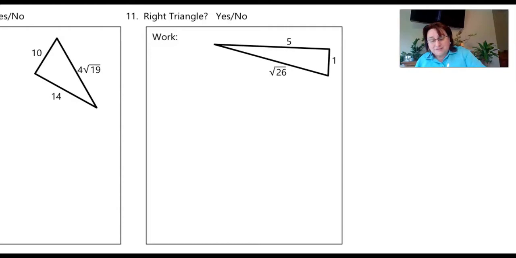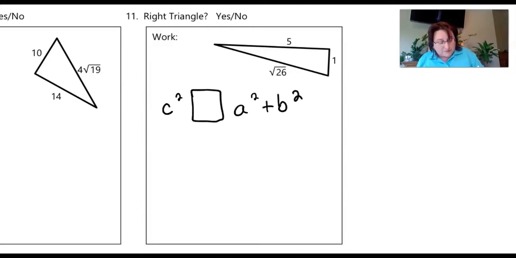In order to test it, we're going to start this out. First of all, remember I told you guys, c squared is always going to be on the left when we're using the converse. Then we're going to put a box: is it greater than, less than, or equal to a squared plus b squared? Remember I told you that c is always, always, always your longest side. Don't just go by the way it looks on the screen.